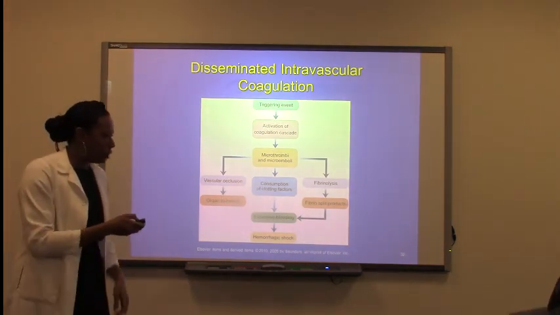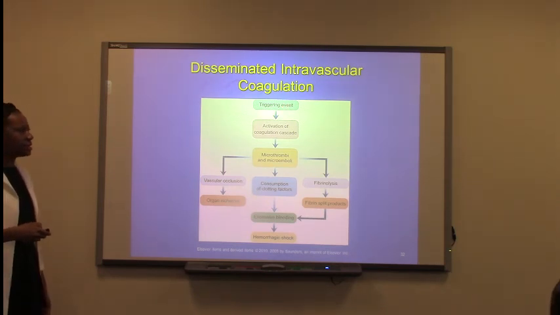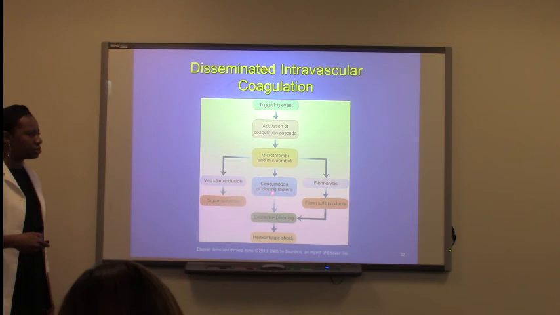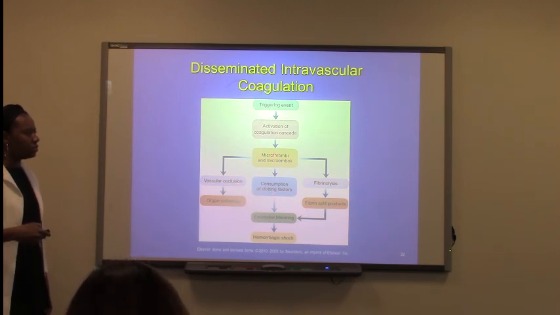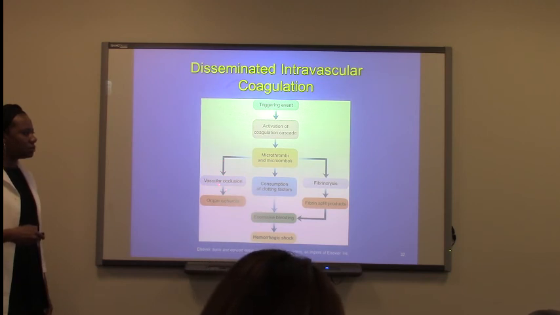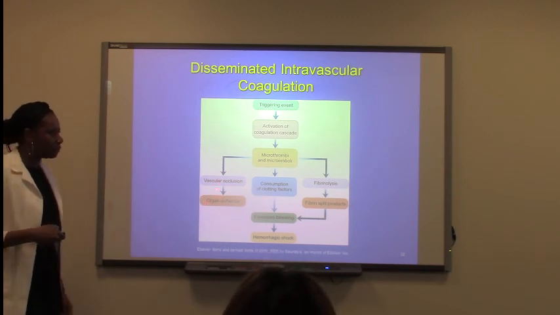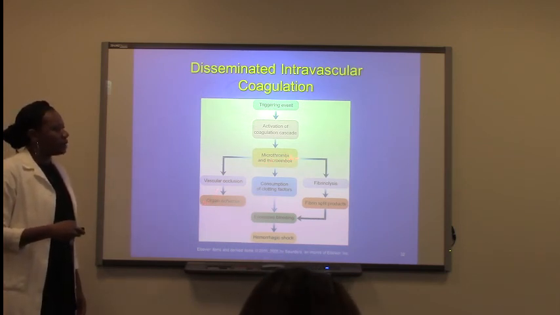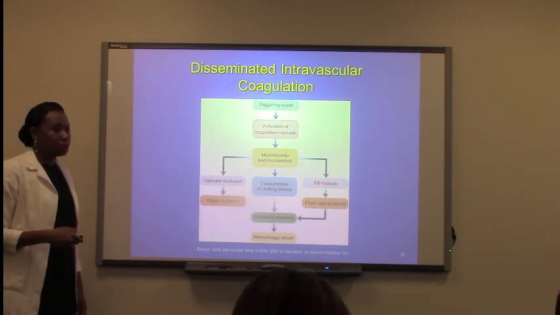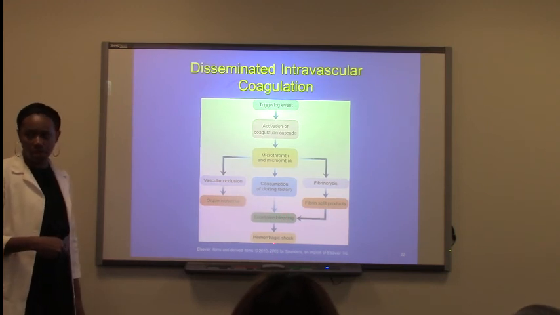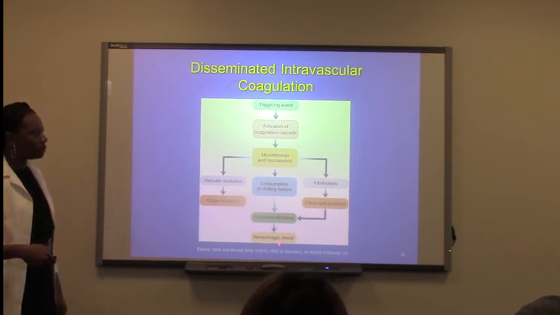Okay, so this is showing you what happens with the cascade. Activation of the coagulation cascade, you get the microemboli, and then the consumption of clotting factors. The microemboli will definitely cause vascular occlusion and ischemia, so the organ is now damaged, whatever organ we're talking about. That microthrombi can go into fibrinolysis, which will cause the fibrin to split, causing excessive bleeding, which can lead this person into hemorrhagic shock, or hypovolemic shock.